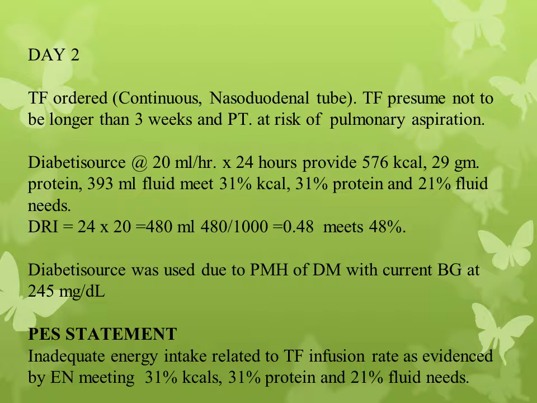The feeding that they had the patient on provide 576 kcal, 29 grams of protein with 393 ml of fluid. This particular feeding meets 31% of kcal and protein and 21% of fluid need. The DRI meets 48%. Diabetes source was used due to past medical history of diabetes mellitus with current blood glucose at 245 mg per deciliter.